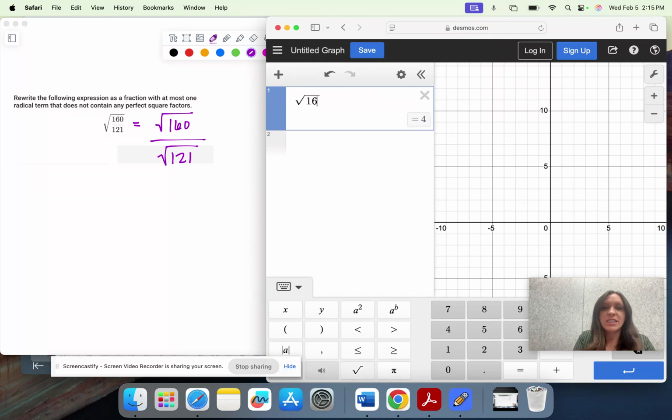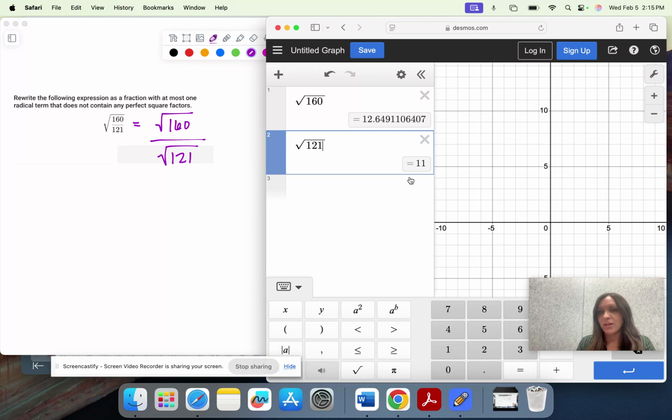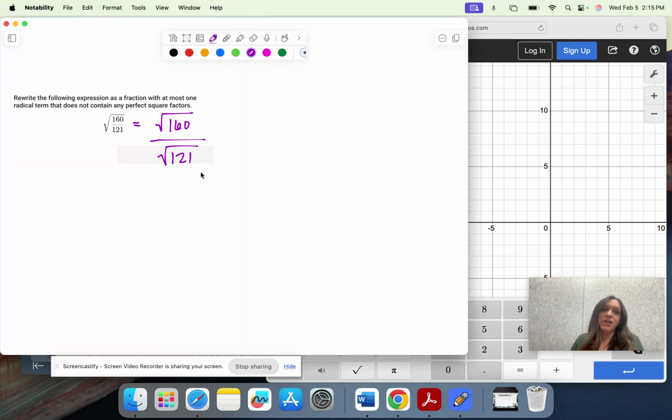So the square root of 160 is a decimal, no fraction, so that we have to simplify. The denominator is a perfect square. 11 times 11 is 121. So that one, we already have our answer to. The denominator's 11. But this one, we have to simplify to get our answer.